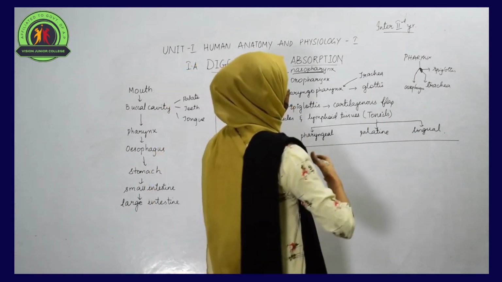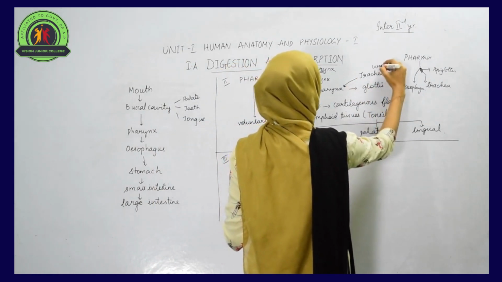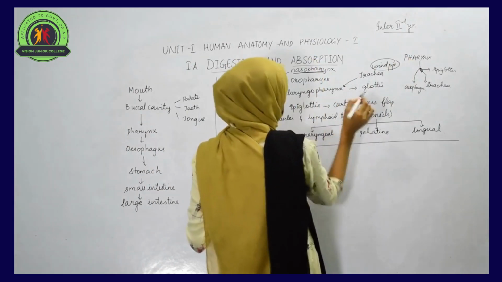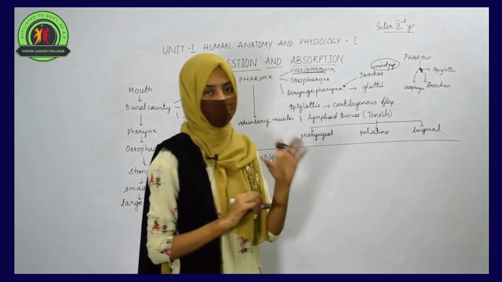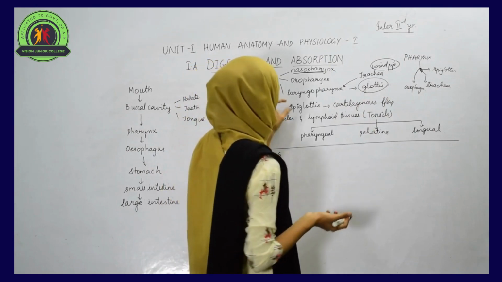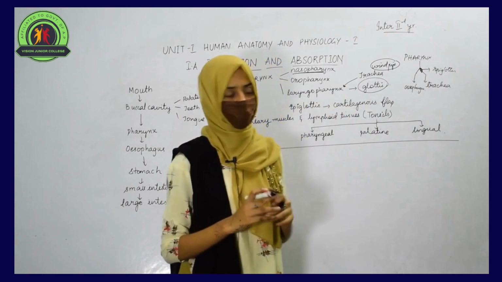Laryngopharynx is a region where you see that the trachea opens. The trachea is also called the windpipe, and this windpipe opens into the laryngopharynx through a structure called the glottis. And one more structure is present, called the epiglottis, which is a cartilaginous flap-like structure.